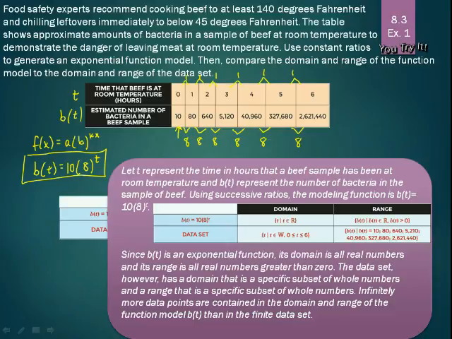Since b of t is an exponential function, its domain is all real numbers, and its range is all real numbers greater than 0. The data set, however, has a domain that is a specific subset of whole numbers, and a range that is a specific subset of whole numbers. Infinitely more data points are contained in the domain and range of the function model b of t than in the finite data set.